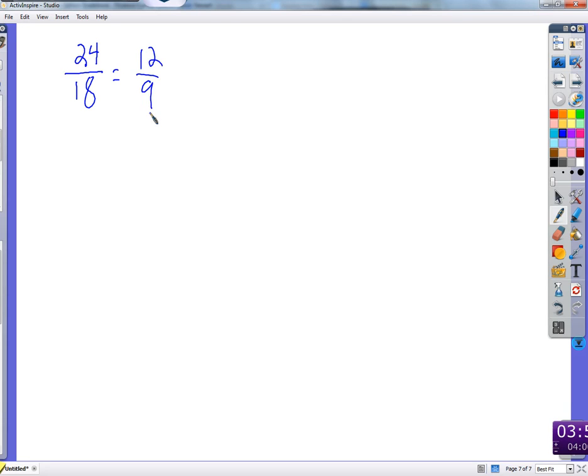Can't it get any simpler than that? Danielle? We can simplify it even further to 4/3. Okay. But in both instances, we're displaying exactly what I want us to pay attention to. How do we simplify it to 12/9? How does it become that?